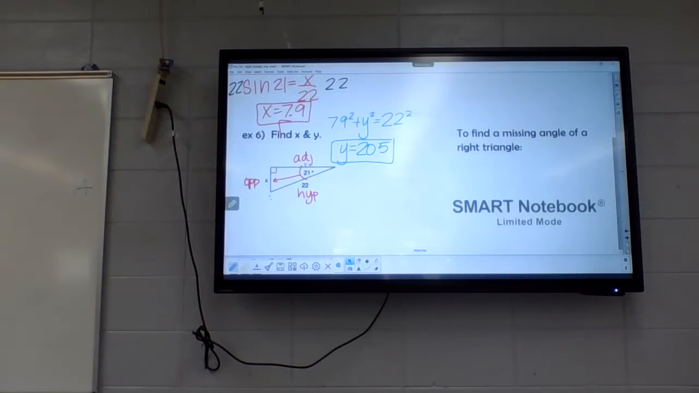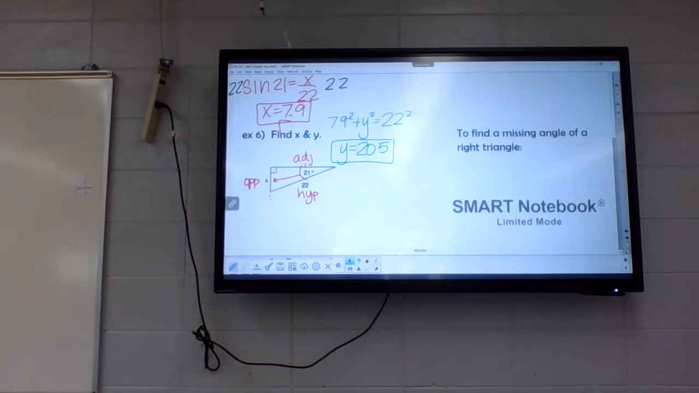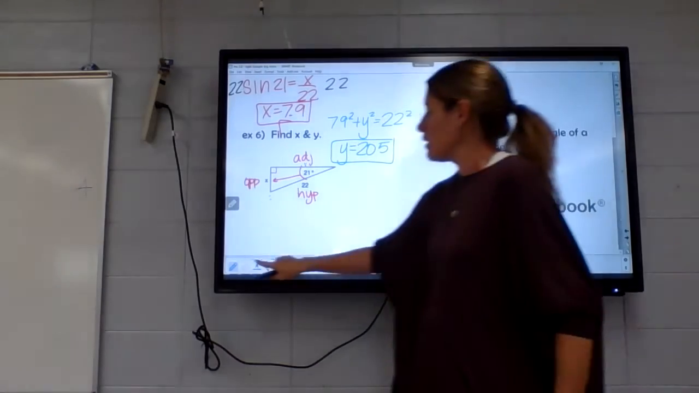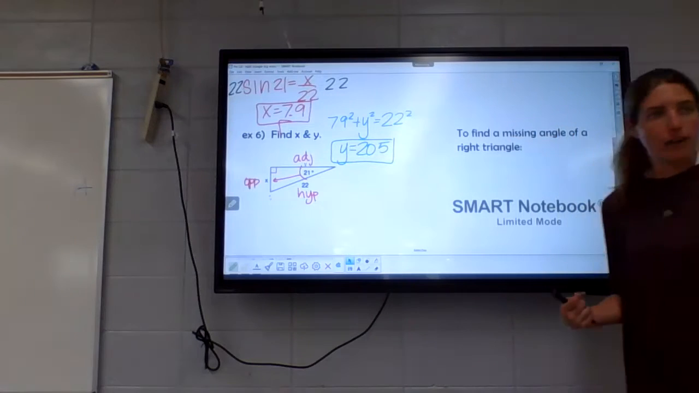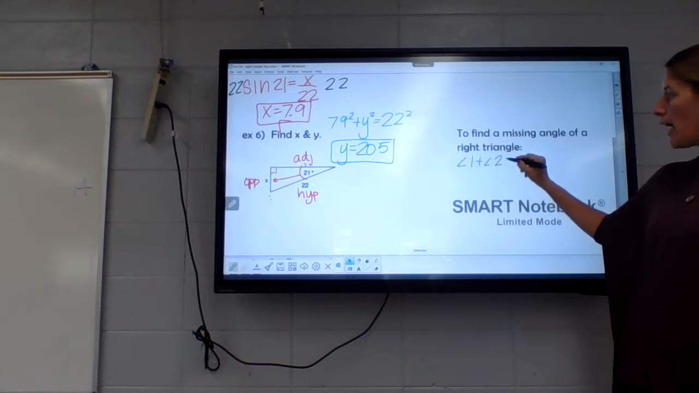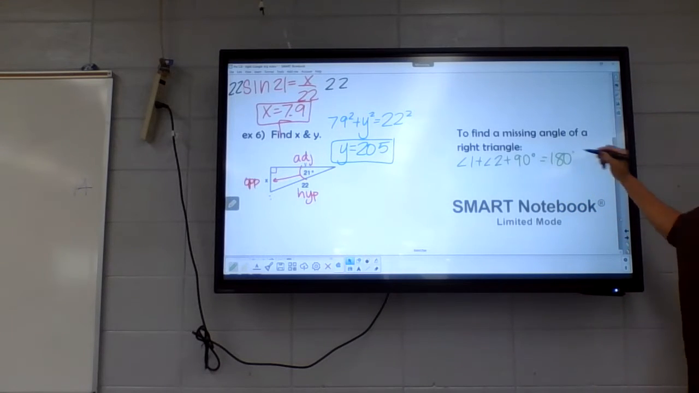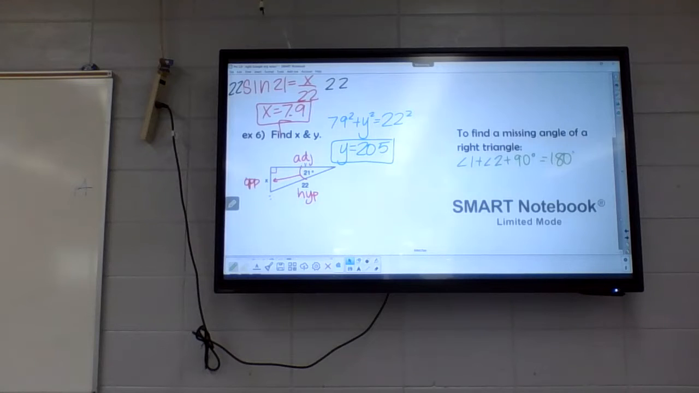Right. So what we haven't done yet is find a missing angle other than if we already knew one of the angles. So I want to talk to you guys about that. The way you'd find a missing angle of a right triangle is the fact that we know the three angles add to 180. So if I know one of the angles, and obviously it's a right triangle, so I know actually two of the angles, then I can have them add up to 180 degrees. That's the most obvious way.